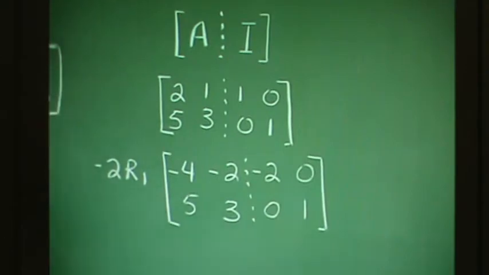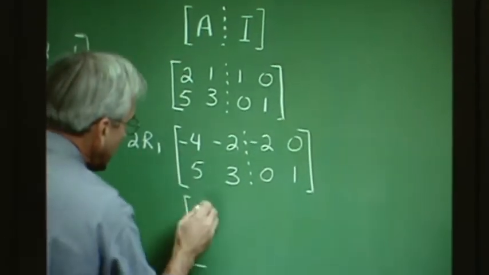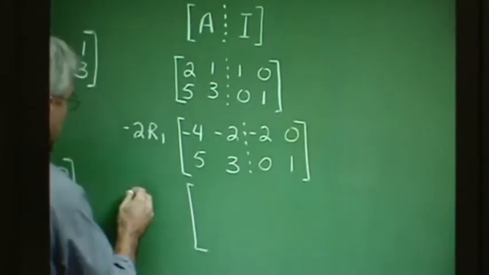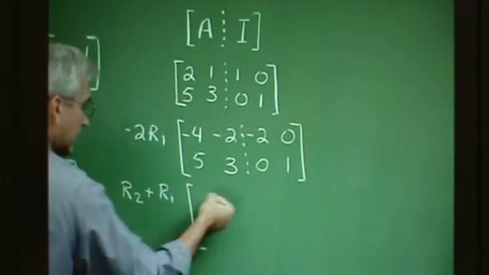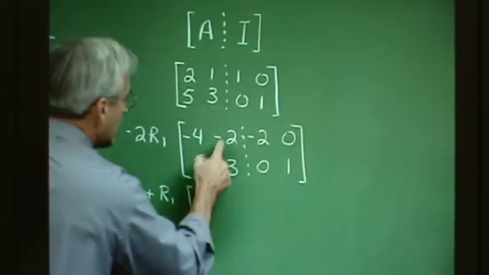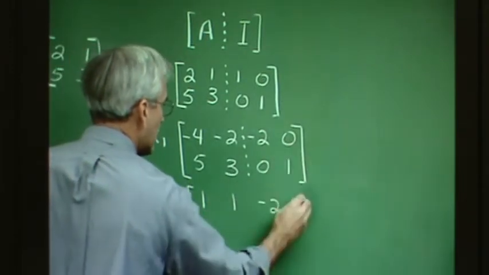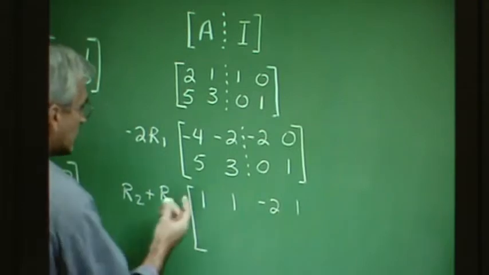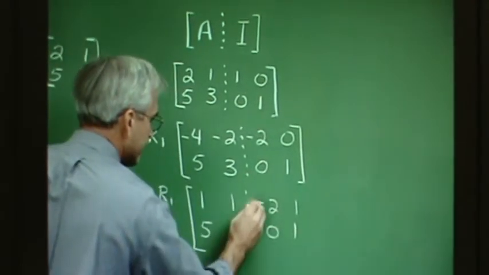Okay, now what I'll do is add these two and put the results here. So I'm just taking row 2 and adding row 1. And the result is here. -4 with 5 is 1. 3 with -2 is 1. 0 with -2 is -2. 1 with 0 is 1. Okay, now I'll just bring down the 5, 3, 0, 1.